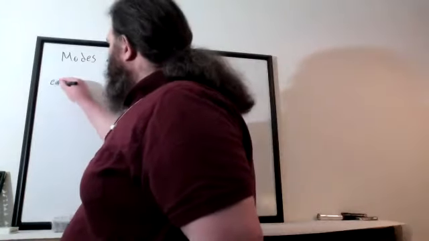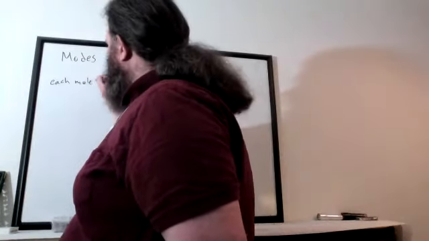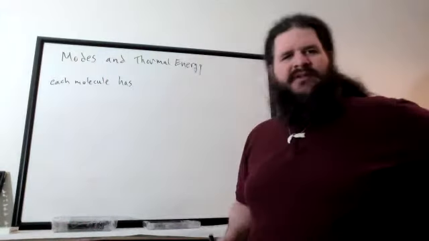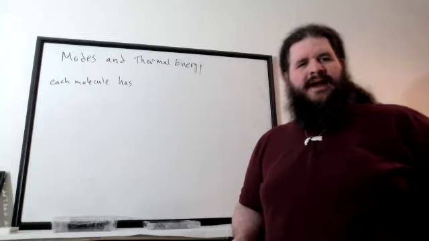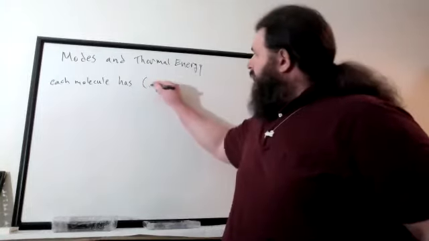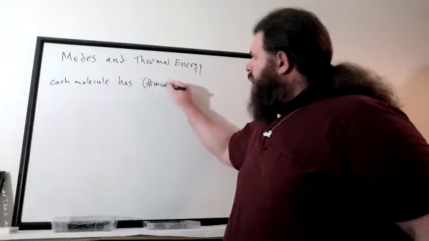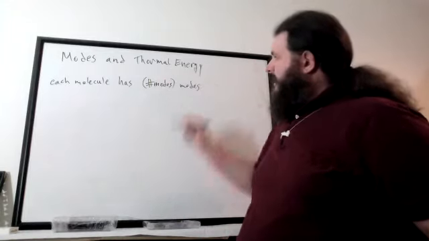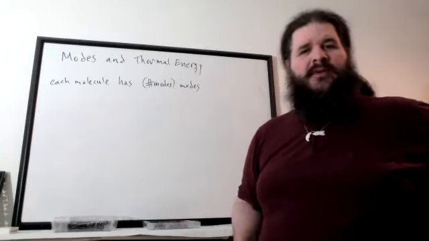So each molecule has, have you been using a specific variable for a number of modes or just writing out a number of modes? In the textbook, I think they're just writing out number of modes. Okay, let's be consistent about that then. So number of modes per molecule. So number of modes is specifically the number of modes per molecule.